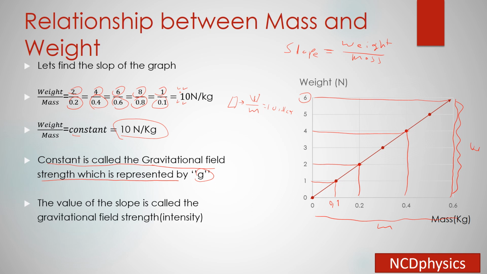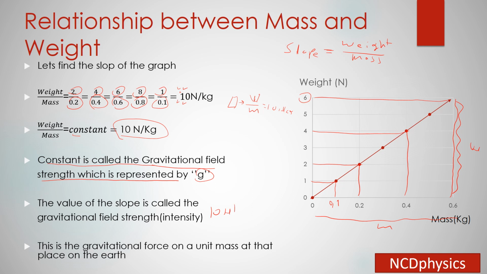The value of this slope is called the gravitational field strength. What is the value? The value is 10. So gravitational field strength on the surface of earth is 10 Newton per kilogram everywhere. This is the gravitational force on a unit mass at that place on the surface.